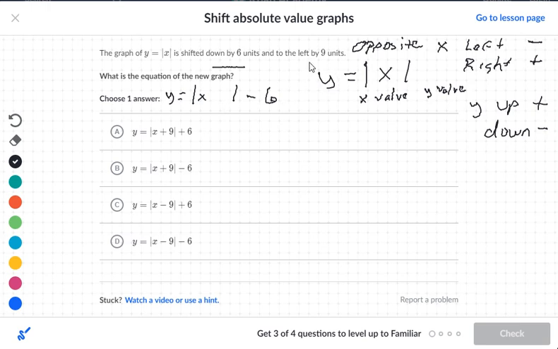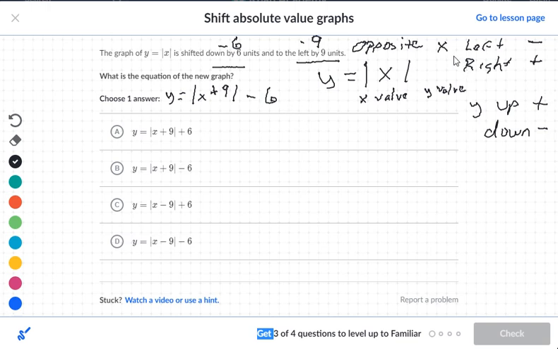Now let's take a look at the next part. The next part says left by 9. Anytime we go left, that's going to be a negative number. So this is a negative 9 and this is a negative 6. Let's write that a little clearer. That's a negative 9 and this is a negative 6. But since the negative 9 is going inside, it becomes opposite. So the opposite of a negative 9 becomes a positive 9. So what are we looking for here? We're looking for an x plus 9, which we have right here for a and b, but we want it to be a minus 6 after it.